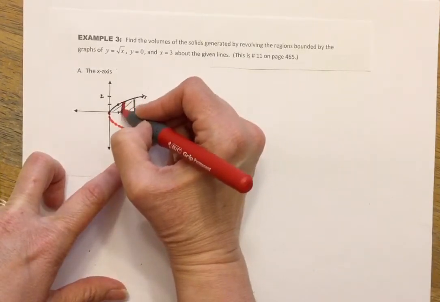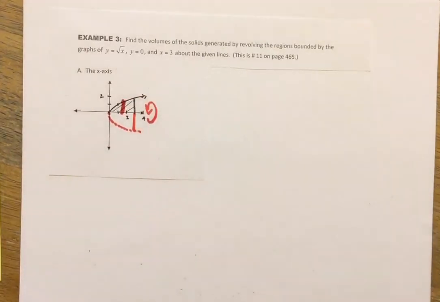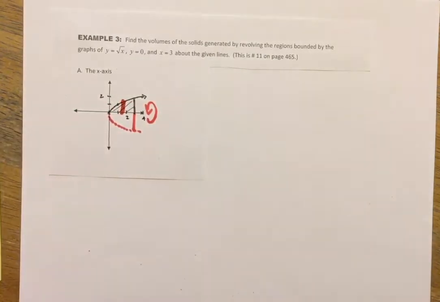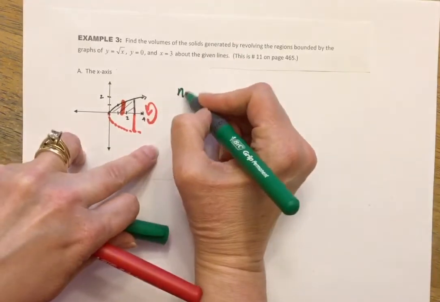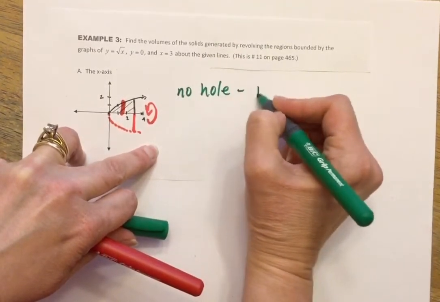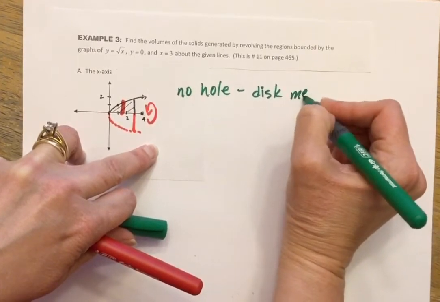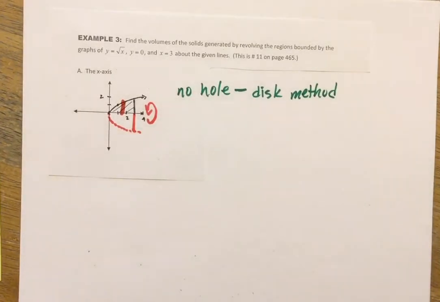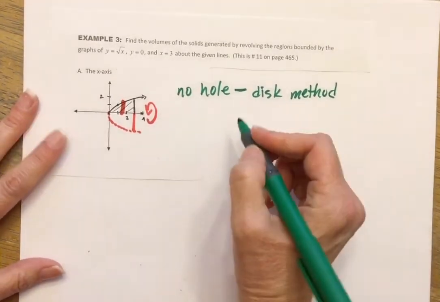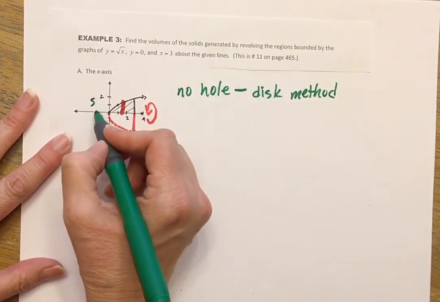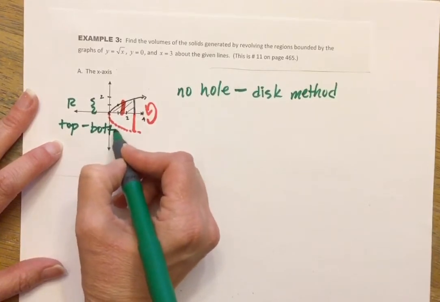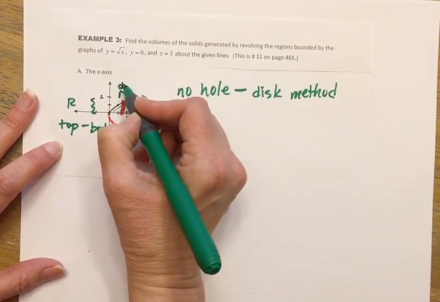Okay, our representative rectangle. Now the thing to notice is that there is no hole between this shape and this axis about which we're spinning. Since there's no hole, this is going to be the disk method. And the disk method ends up being, I think, easier than the washer method because the washer method has 2 radii and the disk method only has 1. So our radius here is going to be the top function minus the bottom. And we are in terms of x.